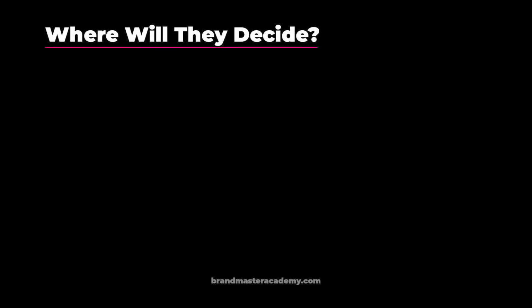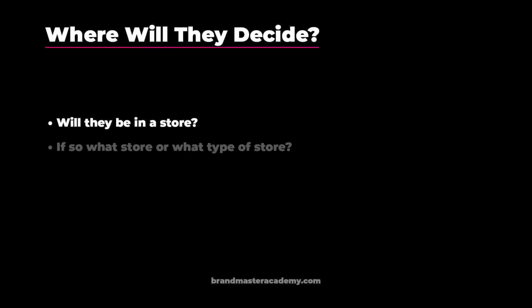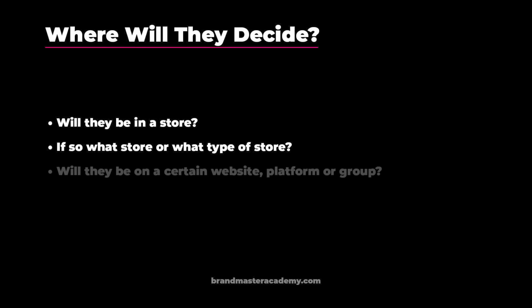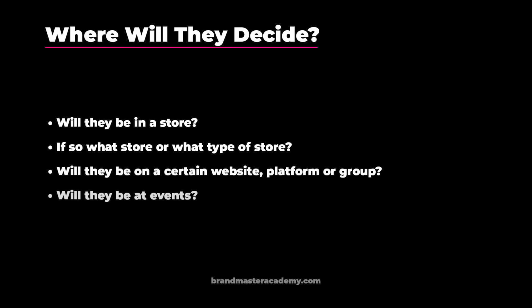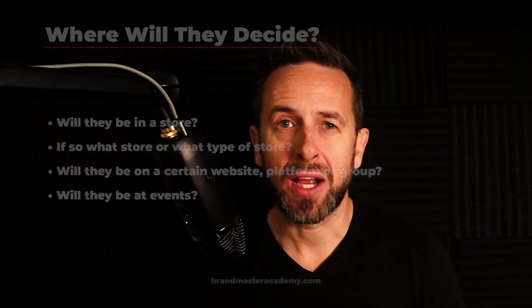Create a bold, innovative, unique brand strategy that gives your brand the best chance of standing out in that purchasing decision. Number five, be available. Know where your audience is when they're making those buying decisions. Will they be in a store? If so, what store or what type of store? Will they be on a certain platform, a certain website, or an online group? Will they be at an event? The more you know about where your audience goes and the closer those physical or digital venues are to the buying decision, the better decision you can make when increasing your availability.